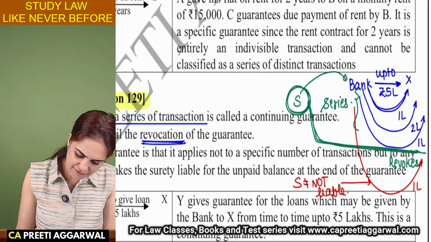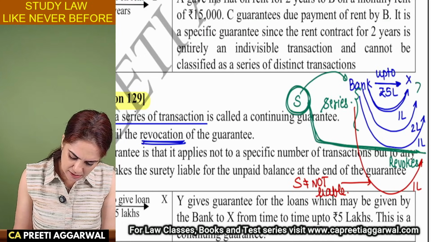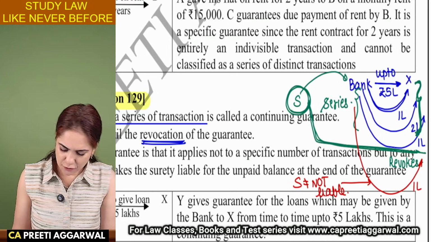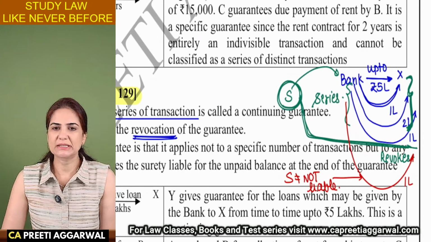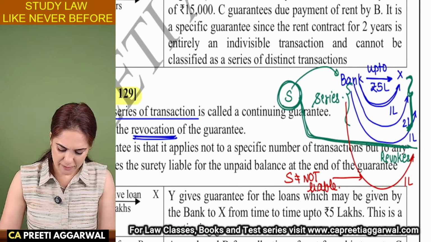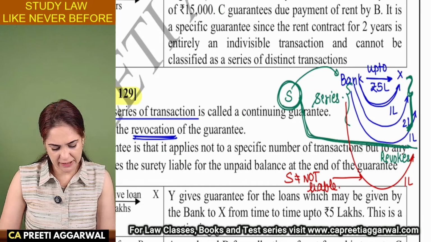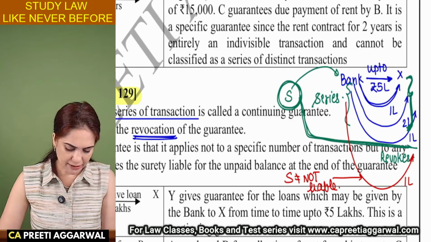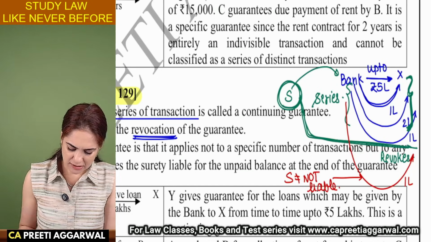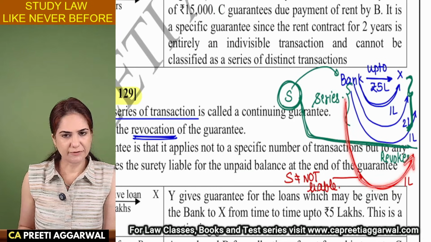But what if X defaults in repaying the amounts which are given before the revocation? For that, the surety is liable. For the amounts given before revocation, if there is a default, surety is liable. But surety is not liable for any transaction after revocation.